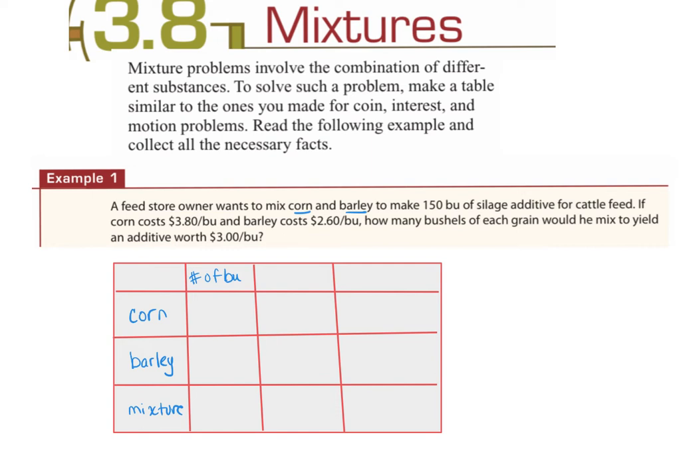The next column is going to be whatever thing you're going to multiply by. If it is a chemical mixture, very often this will be a percentage. In this case, it's a dollar amount. So this is a price per bushel.